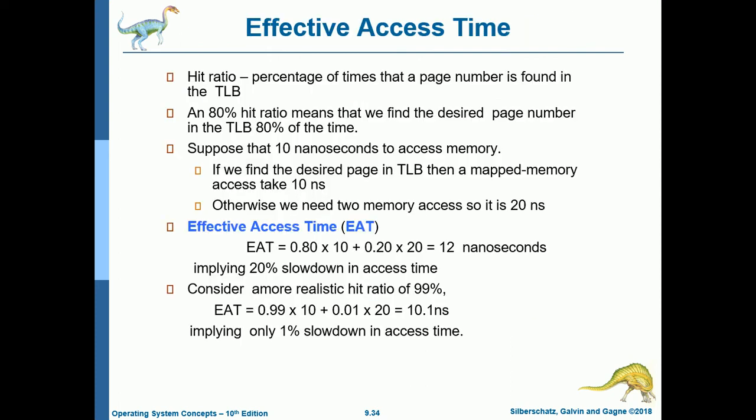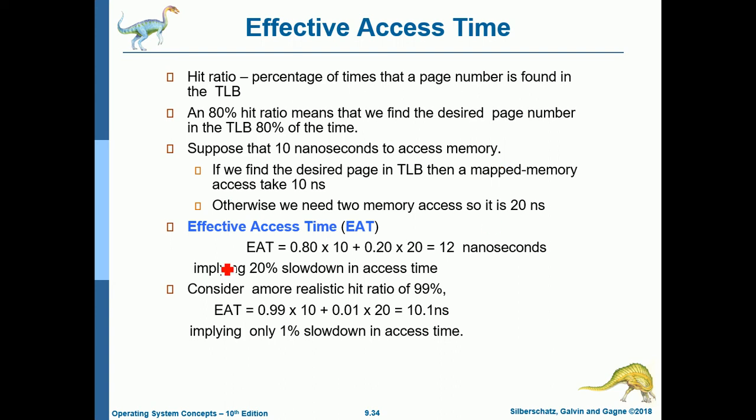We also have the so-called effective access time, or EAT. We have the hit ratio, the percentage of times that a page number is found in the TLB. It is desirable that the page number is already found in the TLB, so the execution will be faster. But if the page number is not found in the TLB, then it will be acquired from the page table. An 80% hit ratio means that we find the desired page number in the TLB 80% of the time.